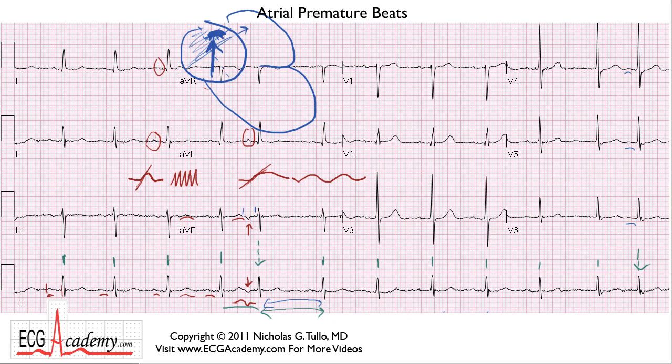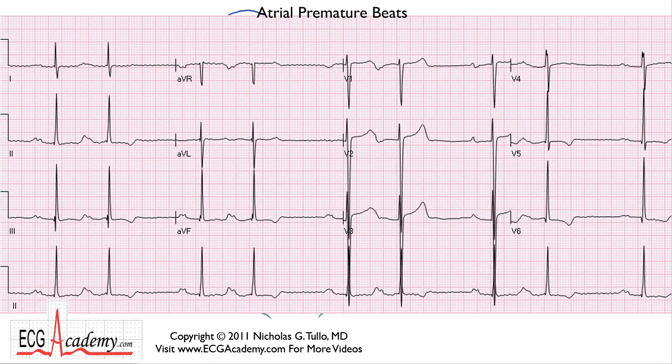So this is a beautiful example of an ectopic atrial beat, premature complex, whatever you want to call it, arising from the low right atrium that resulted in a P wave that clearly looks different, it clearly came early, and was followed by a compensatory pause. Okay, pretty simple. Well, here's an ECG that's a little bit more complicated.